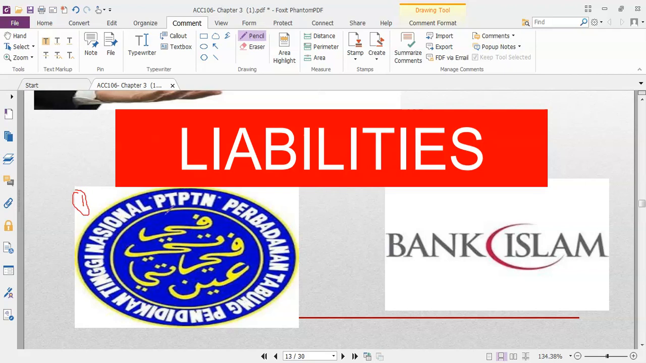Okay, kita panggil dia apa? Short form dia. PTPTN. Okay. Yang kedua ni apa? Okay, very good. So, yang dua ni adalah financial institution. PTPTN, dia perpadanan. Dia institution jugalah.